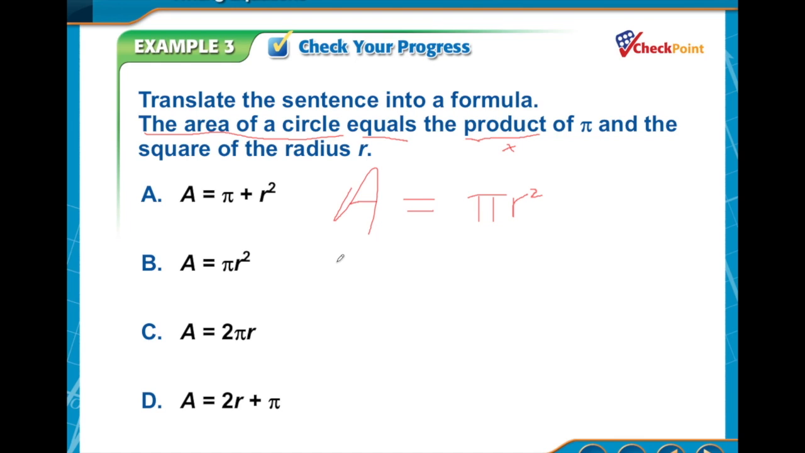And if we look at our available answer choices, we can eliminate some things right away. So 2 pi r is not correct. Pi r, or 2r plus pi is also not correct. And pi plus r squared is not a product, that's a sum. And we're looking for a product. So for example 3, our solution should be letter choice B. So have that down for today for example 3. Easy enough. We took the information in the sentence, turned that into an equation, and now we're rolling on to the next example.